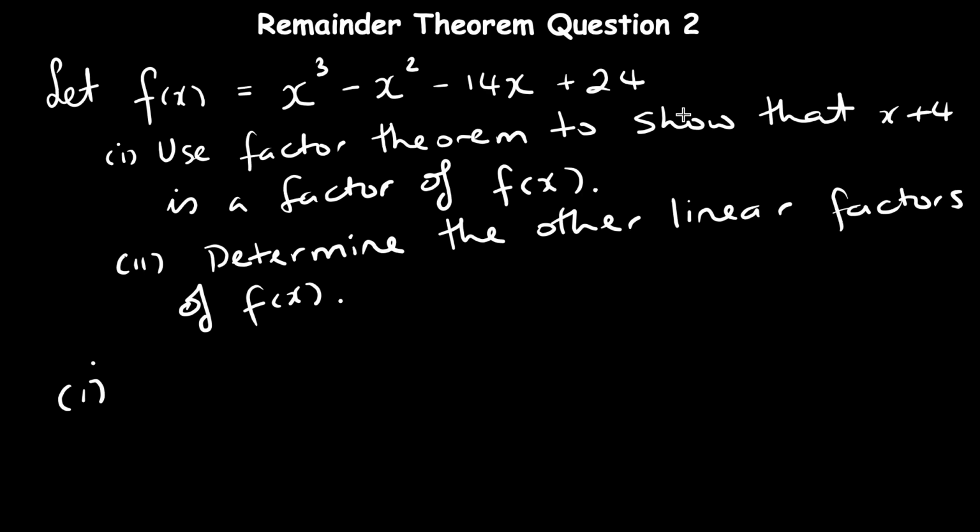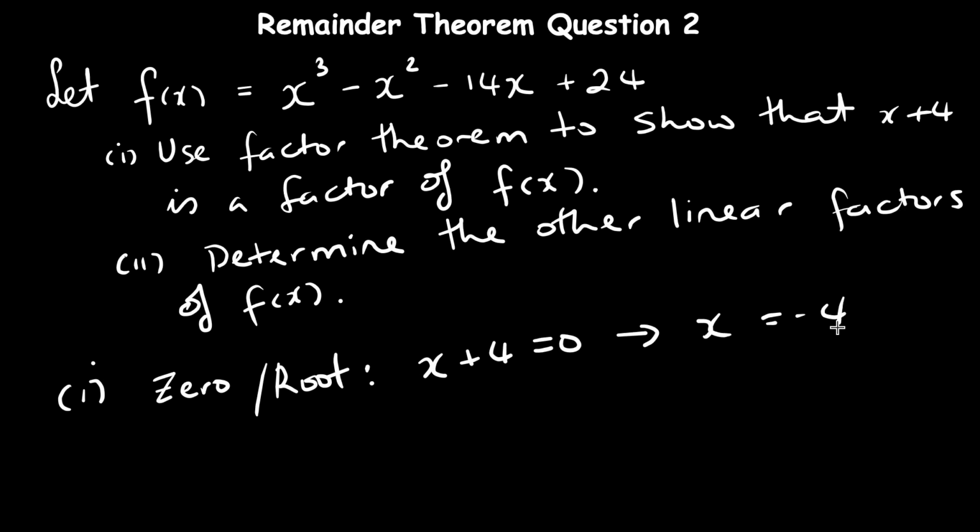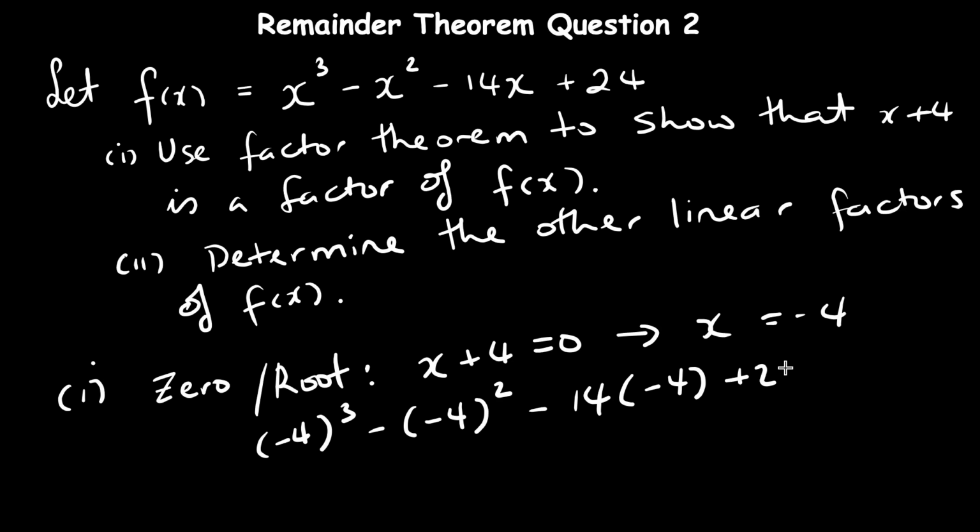What is our 0? Now, our 0, as you know, or our root, which is a term that we're going to use a little bit more when we talk about quadratics, is going to come from the fact that x plus 4 is being equated to 0, which means that x itself is going to be equal to negative 4. That is the root. Now, all we have to do to show that this is a factor is substitute that root or 0 into our function. If it gives us 0, then we've proven it. So we're going to say negative 4 cubed minus negative 4 squared minus 14 times negative 4 plus 24.